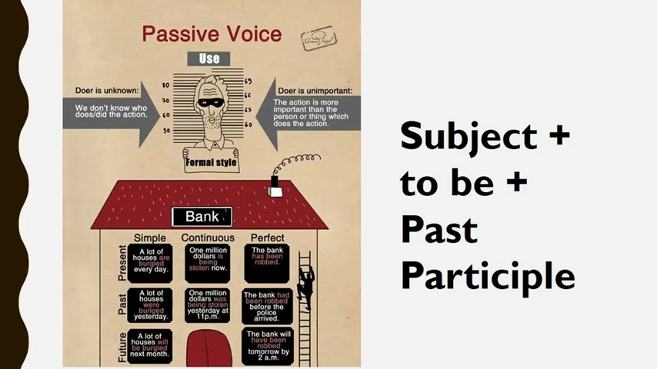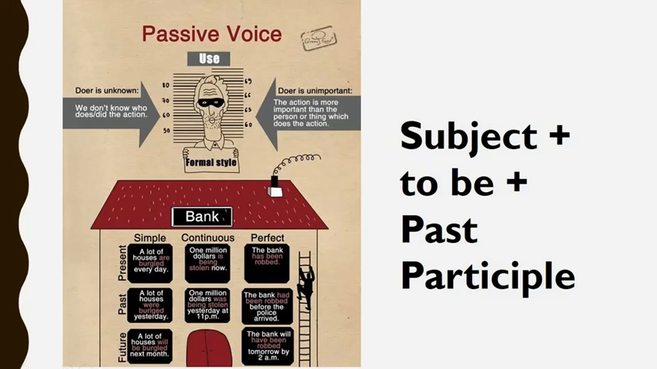Well, once again, what do we use it for and when? Для чего и когда же мы используем passive voice? We use it when we don't know who does the action. Of course, we don't know who the burglar is in this case. And then we use it when the doer is not important. The action is more important than the person or thing which does the action.